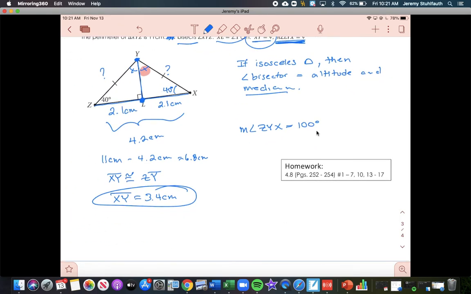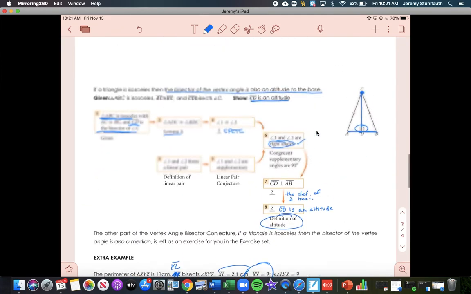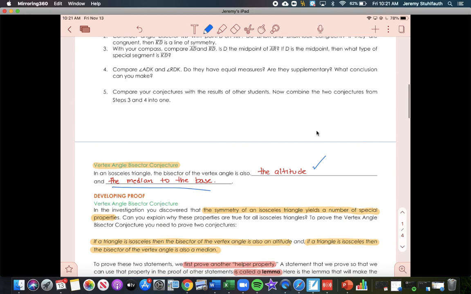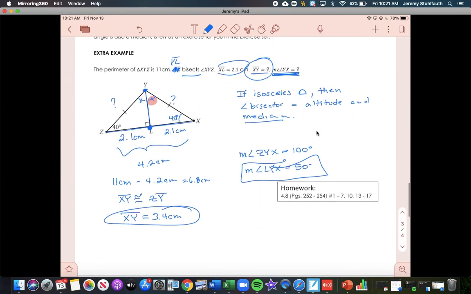Now, if YL bisects that angle, then 100 divided by 2 gives us that the measure of angle LYX is equal to 50 degrees. So that is the second piece of the triangle that we wanted to determine. So we have used the information from the vertex angle bisector conjecture to help us figure out the measurement of XY and the measurement of angle LYX.